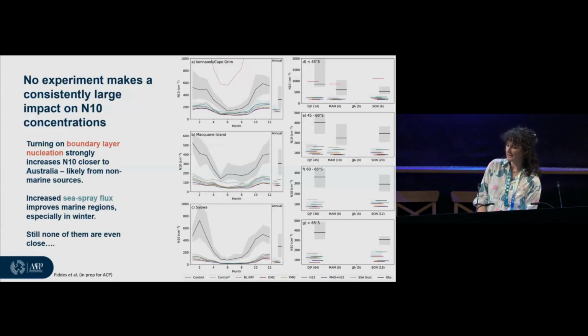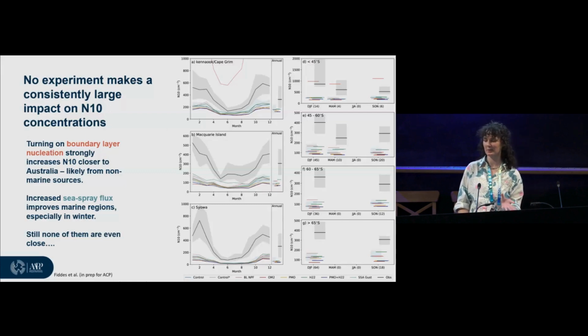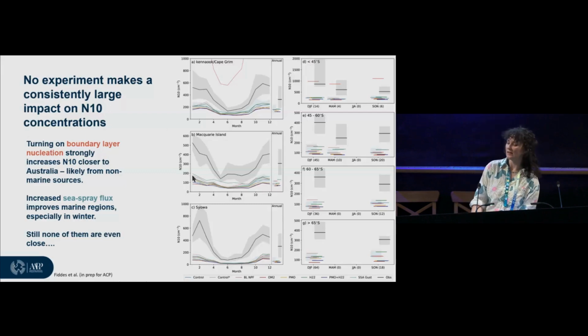For our experiments, if we turn on the boundary layer new particle formation, we get a lot of new small particles, but really only in areas that are closer to land, to Australia, so these northern regions. And we think that's because of the way the nucleation particle scheme works. I won't go into that. The only other one of any interest or any major change is the sea spray flux, which is here.